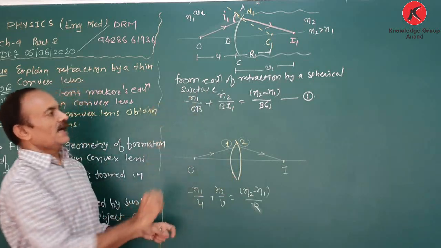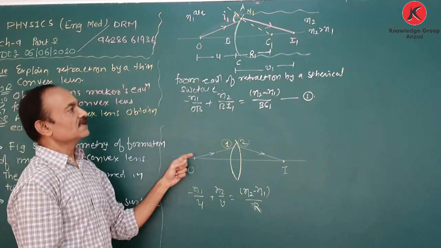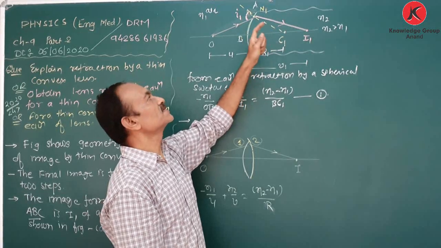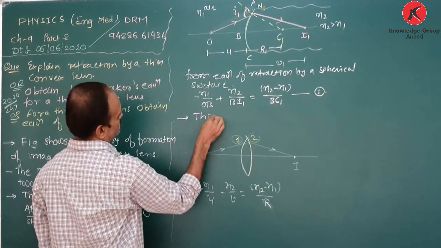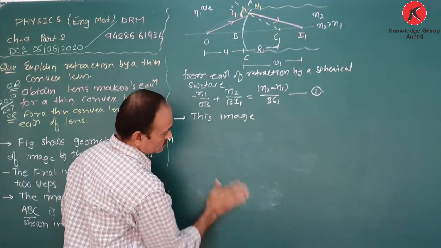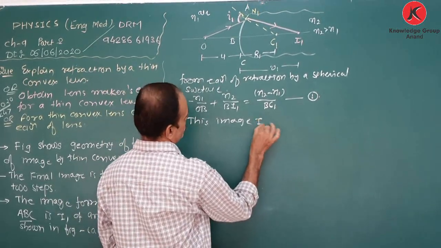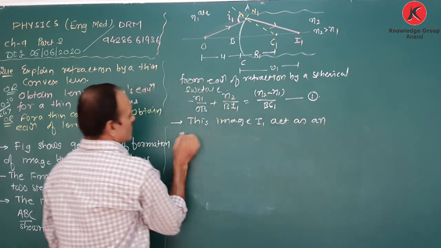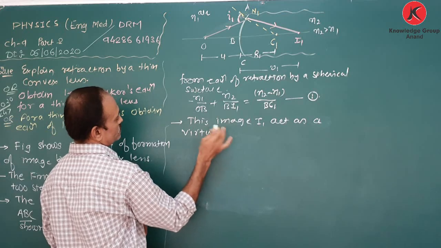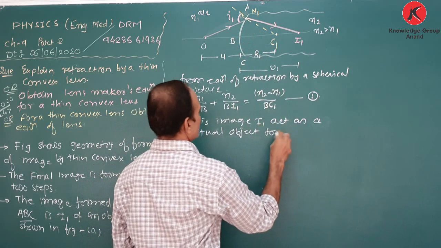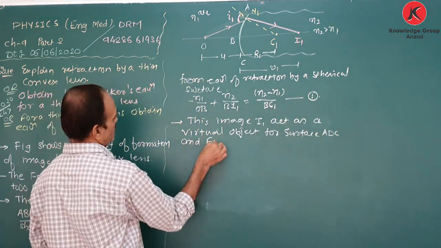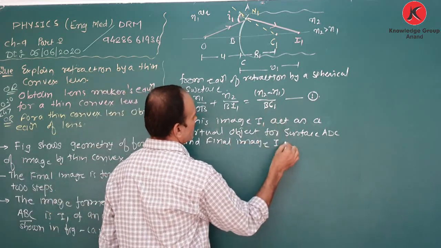Now, we apply this equation for the second surface. For the second surface, whatever image is formed by the first surface, that is I1. This I1 acts as a virtual object for the second surface, and the final image I is formed forward.